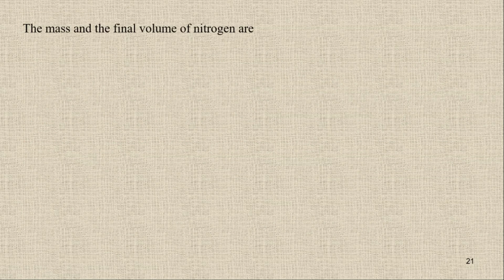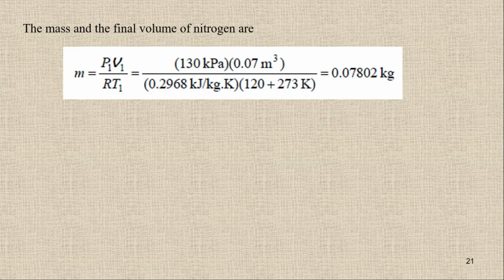If I'm going to check the mass, we have a simple formula, PV is equal to mRT. We know P1, we know V1, the value of R is given, and T1. You can see for T1, I've added 273 to 120 degrees Celsius, because we always have to put the values in Kelvin. When you solve this, you will get an answer of 0.07802 kilogram. In this way we can find the mass. Because it is a closed system, the mass will be the same, so m1 and m2 are the same.